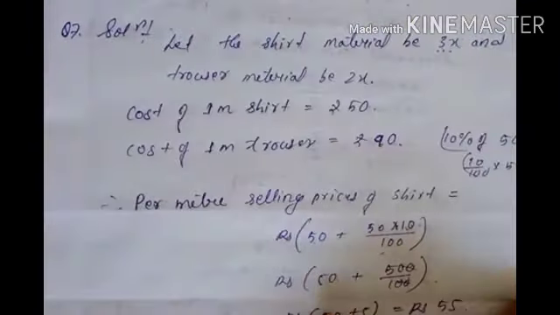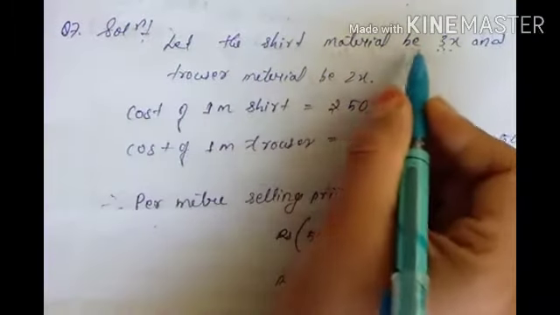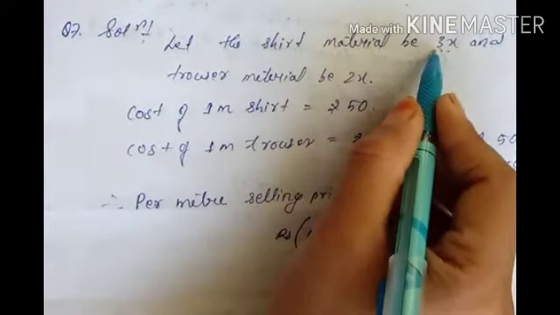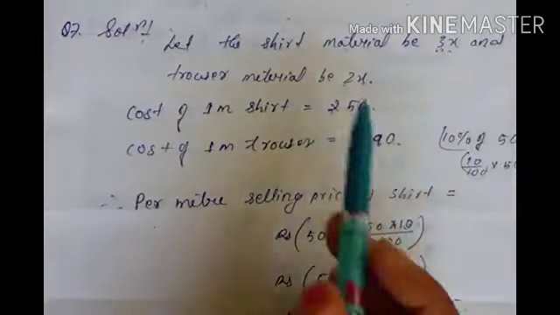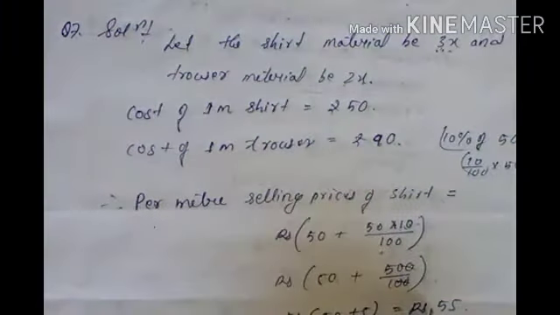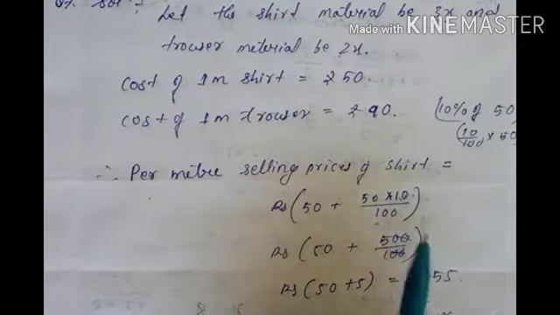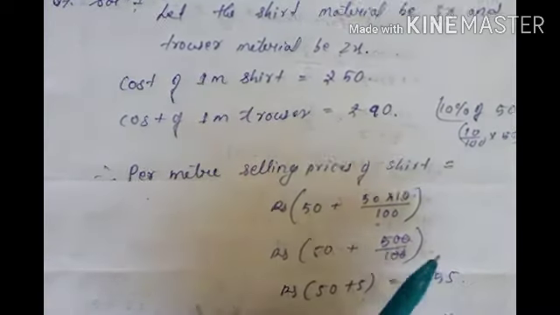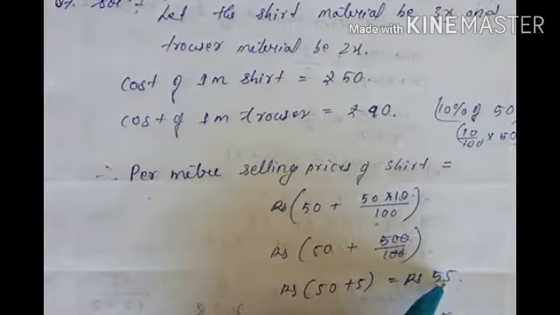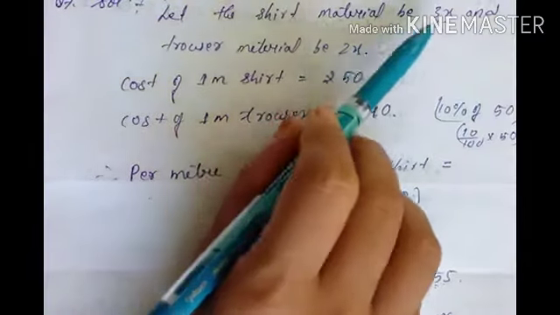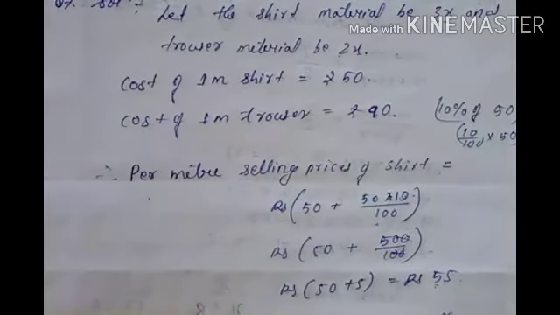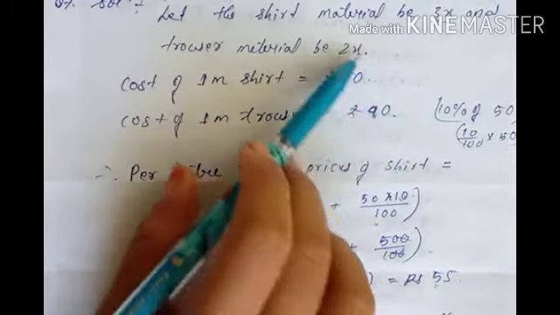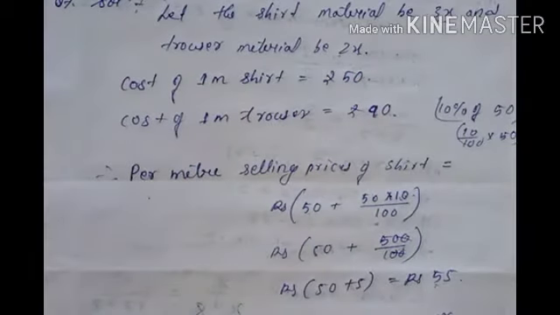You can see from here, shirt material is how much? The total is how much? 3x, and here 2x. That means 3x multiplied with what? This is for shirt, isn't it? 3x will multiply with 55. Their total cost will be 55, because 1 meter costs how much? 55, and how much they bought is 3x. So 55 into 3x plus again 100.8 into 2x, and their total will be 36,600.